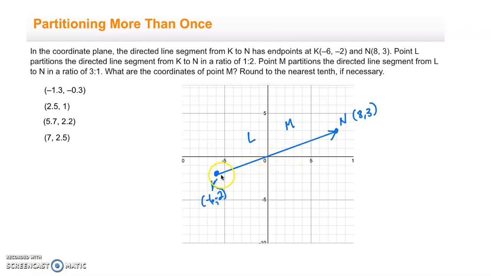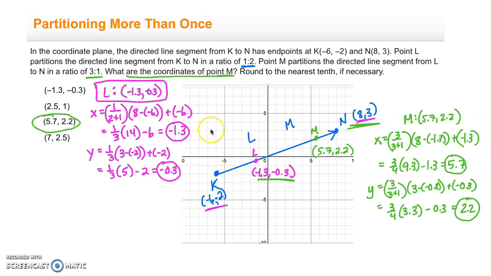So I've drawn this picture here. First it's saying we're going from K to N and we want point L. Once we find L, then we're going to go from L to N and find M. So pause the video again and see if you can find the right answer. Okay, you'll notice I found L first. Here's the work for that. Once I knew L, I used L and N to find M. And here's the work. So pause and walk through and make sure you understand how to do that if you partition twice.